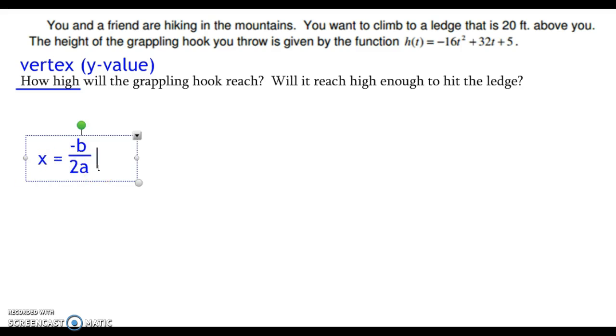x equals negative b over 2a. You know that's going to be equal to negative b, which is negative 32, divided by 2 times negative 16. It should look just like this.